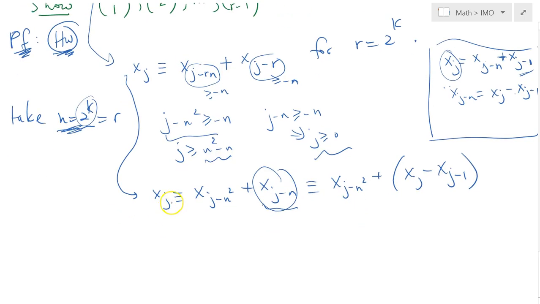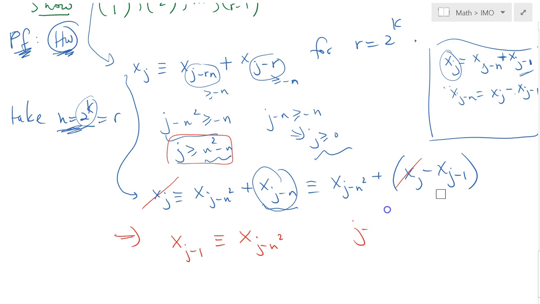Finally, these x sub j's would simply cancel out. Boom. This would imply that x sub j minus 1 is congruent to x sub j minus n squared. So therefore, we can show the periodicity. Because it works for all the j's, as long as the j's fall into this interval, the periodicity would be, and what is the difference between j minus n squared and j minus 1?